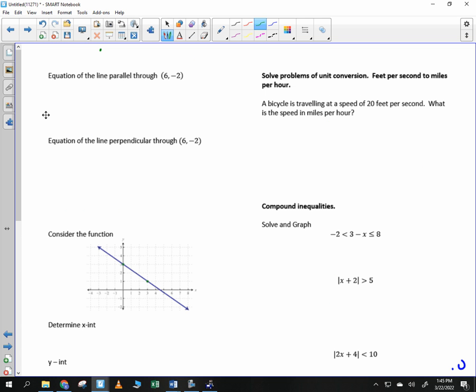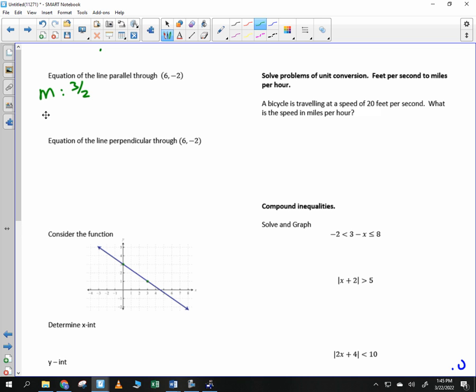If you want a line for an equation that's parallel, tell me about the relationship between two parallel lines. Slopes are the same. So what's the slope of the last one? The equation we just did. 3/2. So the slope of this line is going to be 3/2 as well. Every time you have an equation for a line, you need slope and you need a point on your line. So we got 6, -2.